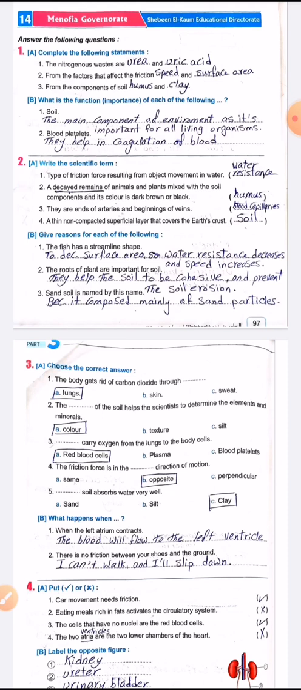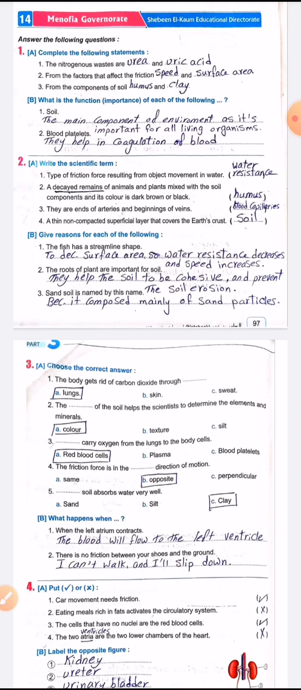Number 3. They are ends of arteries and beginnings of veins, blood capillaries. Number 4. A thin non-compacted superficial layer that covers the Earth's crust. Thin layer covers Earth's crust, soil.